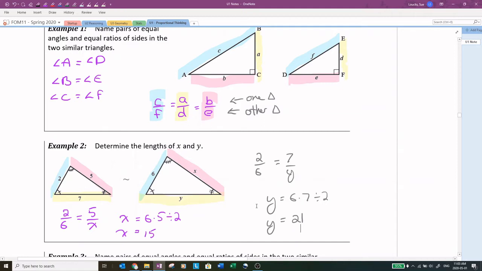Always, and this is just an always math rule, always use the numbers that you're given when you can. I could have done this one calculating Y, because now I know that X is 15, right? So I could have used 5 over 15 equals 7 over Y, and then Y equals 15 times 7 divided by 5. I'm going to get the same answer, that Y equals 21.